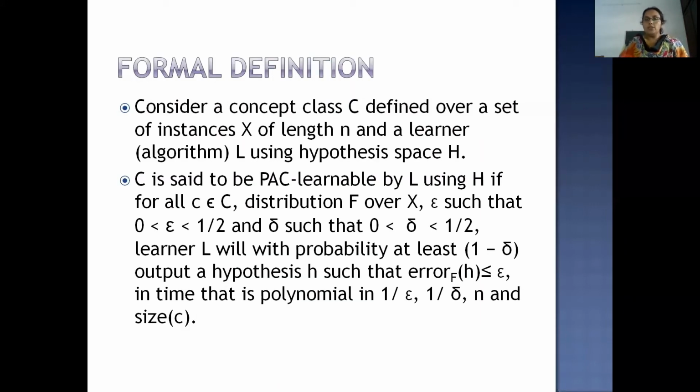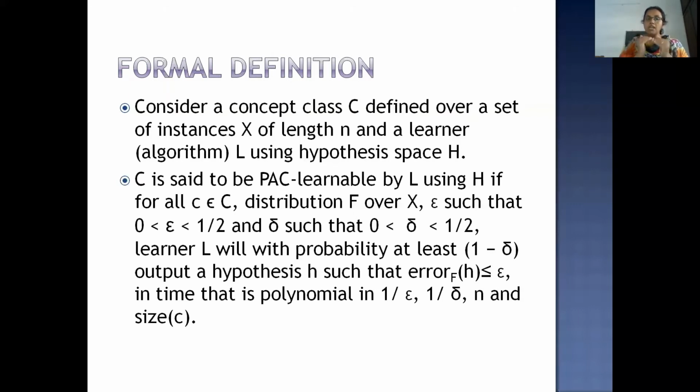Okay, now we are coming to the formal definition. This is what I first explained to you already. Okay, so consider a concept class C defined over a set of instances X of length n and a learner L using hypothesis space H. This concept C is said to be PAC learnable by L using H if for all the concepts in the concept class with distribution D over X, epsilon such that epsilon is the accuracy parameter, or the error, and delta is the confidence parameter. So we are fixing that to be learnable, the error of this L must be between 0 and half, and the confidence delta must be between 0 and half.